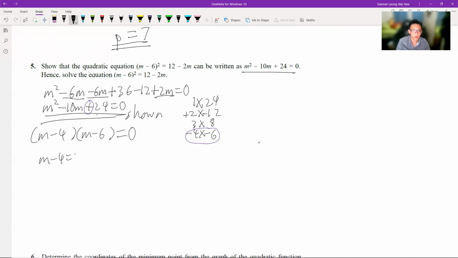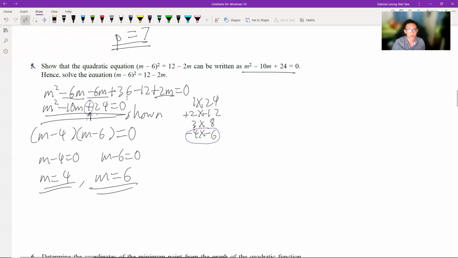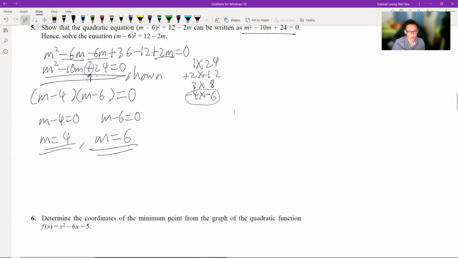Either m minus 4 is 0, m equals 4, or m minus 6 is 0, m is 6. These are the two possible answers. We look at this symbol to know which pair I should use. That is question 5 here.